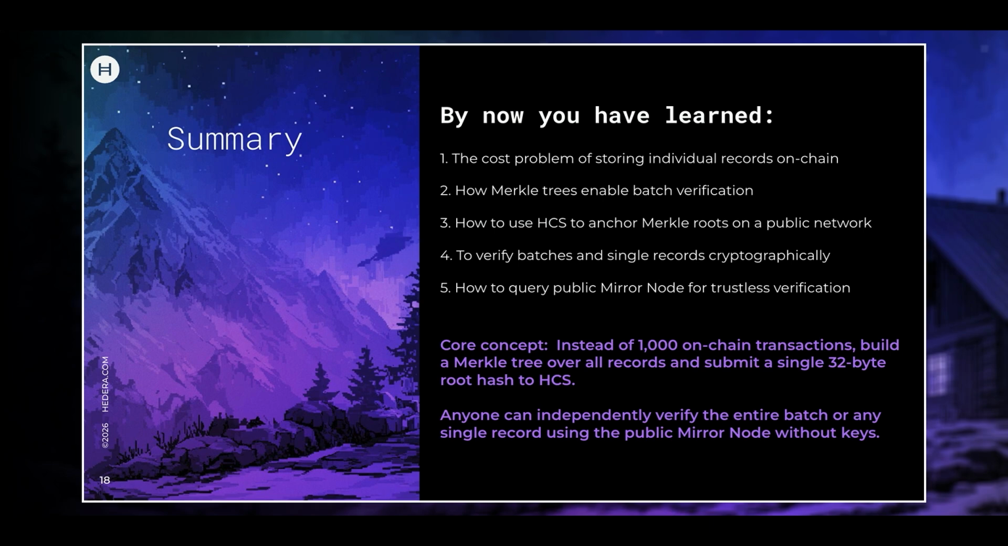And then HCS is the perfect anchoring layer. It's public, immutable. It's a message log with consensus timestamps. Low cost, high trust, very ideal here. The fourth one is that now you can verify entire batches and single records cryptographically without downloading the entire batch, which is great for storing data and not storing excess data. And the fifth thing we learned is that the mirror node is free and public, so we can verify with no keys, no permissions, just having the trust required from the network.